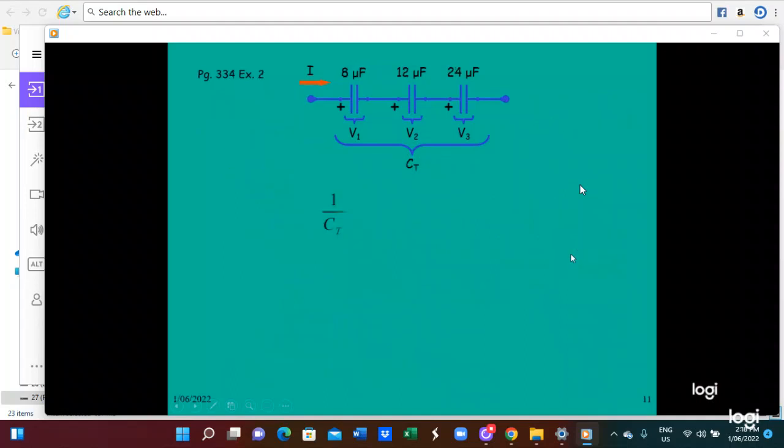1 by CT equal to 1 by C1 plus 1 by C2 plus 1 by C3. 8, 12, and 24 microfarads are connected in series. 1 by 8 plus 1 by 12 plus 1 by 24. You can calculate CT, which is 4. Then CT multiplied by VT is 4 multiplied by 400. You get 1600 microcoulomb.